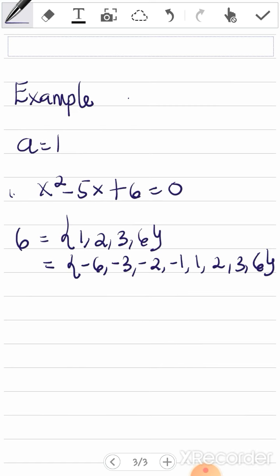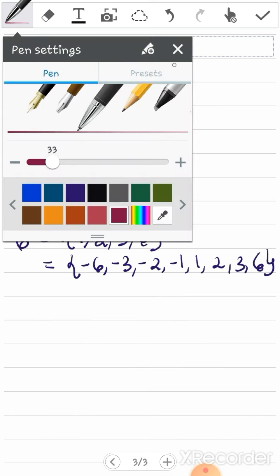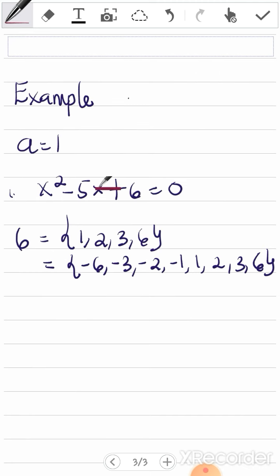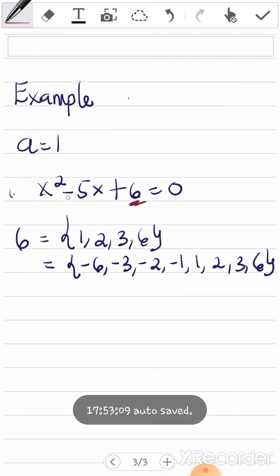Here 6 is positive. So it's either we get all positive numbers or all negative, because negative times negative gives positive, and positive times positive still gives positive. So we are going to find the two numbers that when you multiply, you get positive 6, and when you add the numbers, you get negative 5.